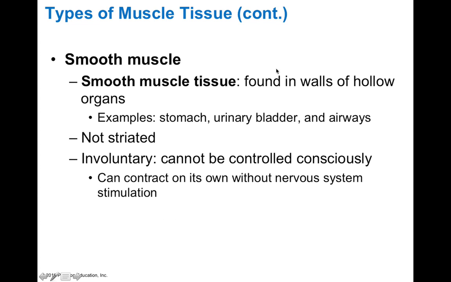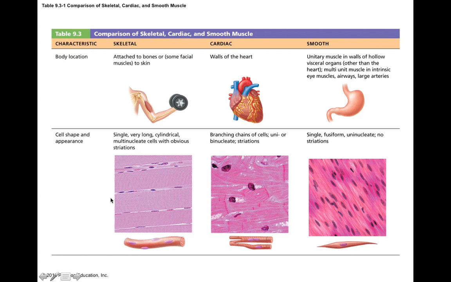Now, smooth muscle tissue is found in the walls of hollow organs, things like your gastrointestinal tract, your genitourinary tract, and your respiratory tract, as well as your blood vessels, all have smooth muscle within the walls. Smooth muscle is called this because it's not striated. In fact, you don't find those stripes in smooth muscle because it has a different molecular composition. It's also involuntary, like cardiac, which means it can't be controlled consciously. Some smooth muscle can contract on its own without the nervous system to stimulate it. So just to look at the three types of muscle here, we have skeletal, cardiac, and smooth.